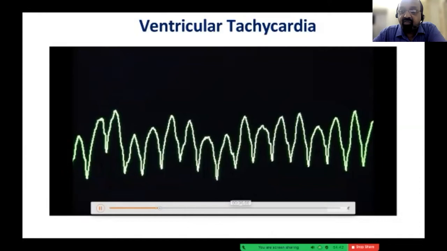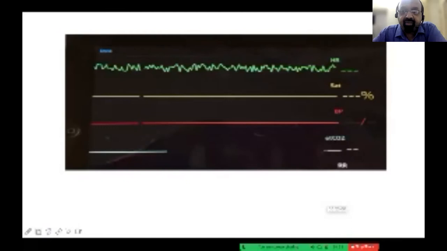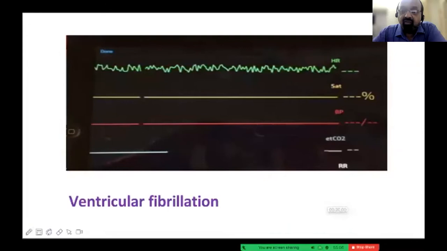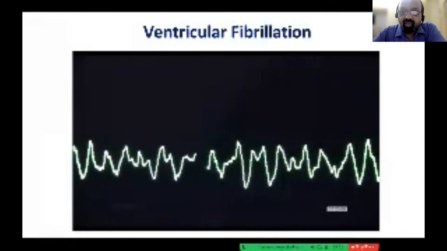Okay, you are seeing something on the monitor. How to describe this? This is what we could describe as a disorganized rhythm. That's like a scribbling pattern, right? This is ventricular fibrillation. These two are the shockable rhythms. See the difference from the ventricular tachycardia? It's like a wide complex. Here it's like a chaotic rhythm. Just a chaotic rhythm.